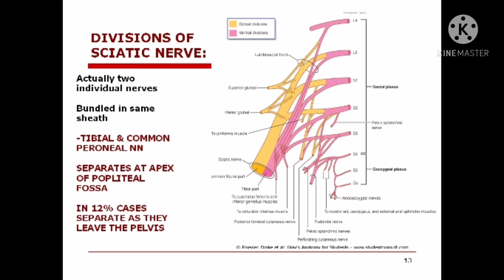The divisions of the sciatic nerve, actually these are two nerves, the tibial and the common peroneal nerve or the common fibular nerve. They are bundled in the single sheath. They separate at the apex of the popliteal fossa on the back of the knee joint. In 12% of cases, they separate as they leave the pelvis.